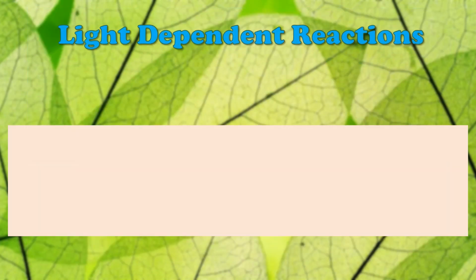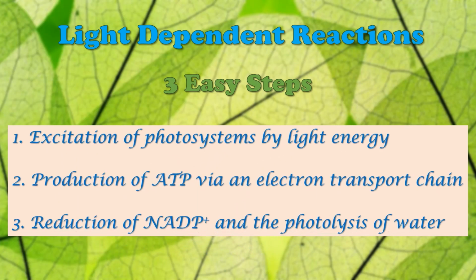Let us simplify the process of light-dependent reactions in three easy steps. First, excitation of photosystem by light energy, followed by production of ATP via an electron transport chain, and last, reduction of NADP and the photolysis of water.